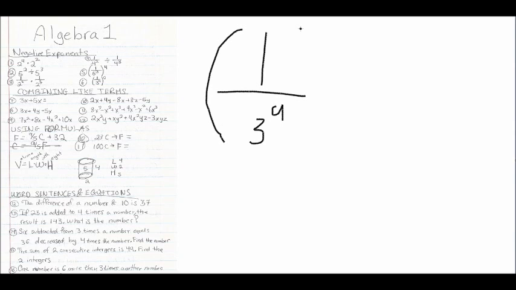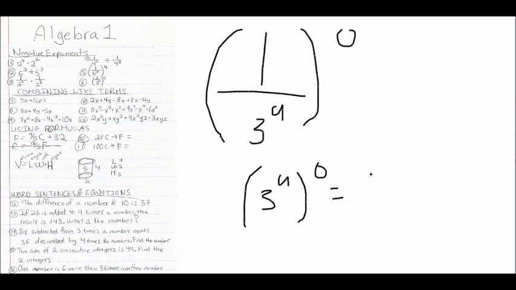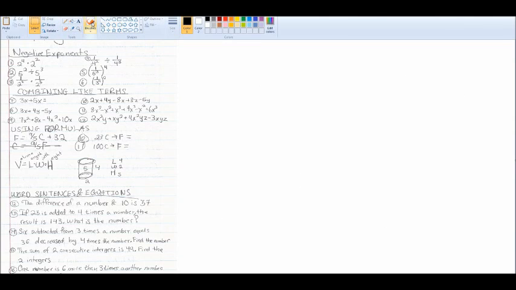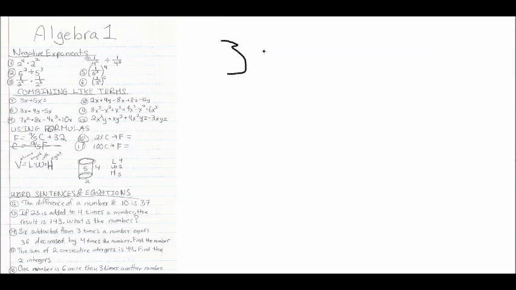Now for number 6, we have 1 over 3 to the 9th power times 0. Interesting. Well, anything to the 0th power is 1. So the answer will be simply 1. In this case, 1 over 1, which is 1. So that completes that section.